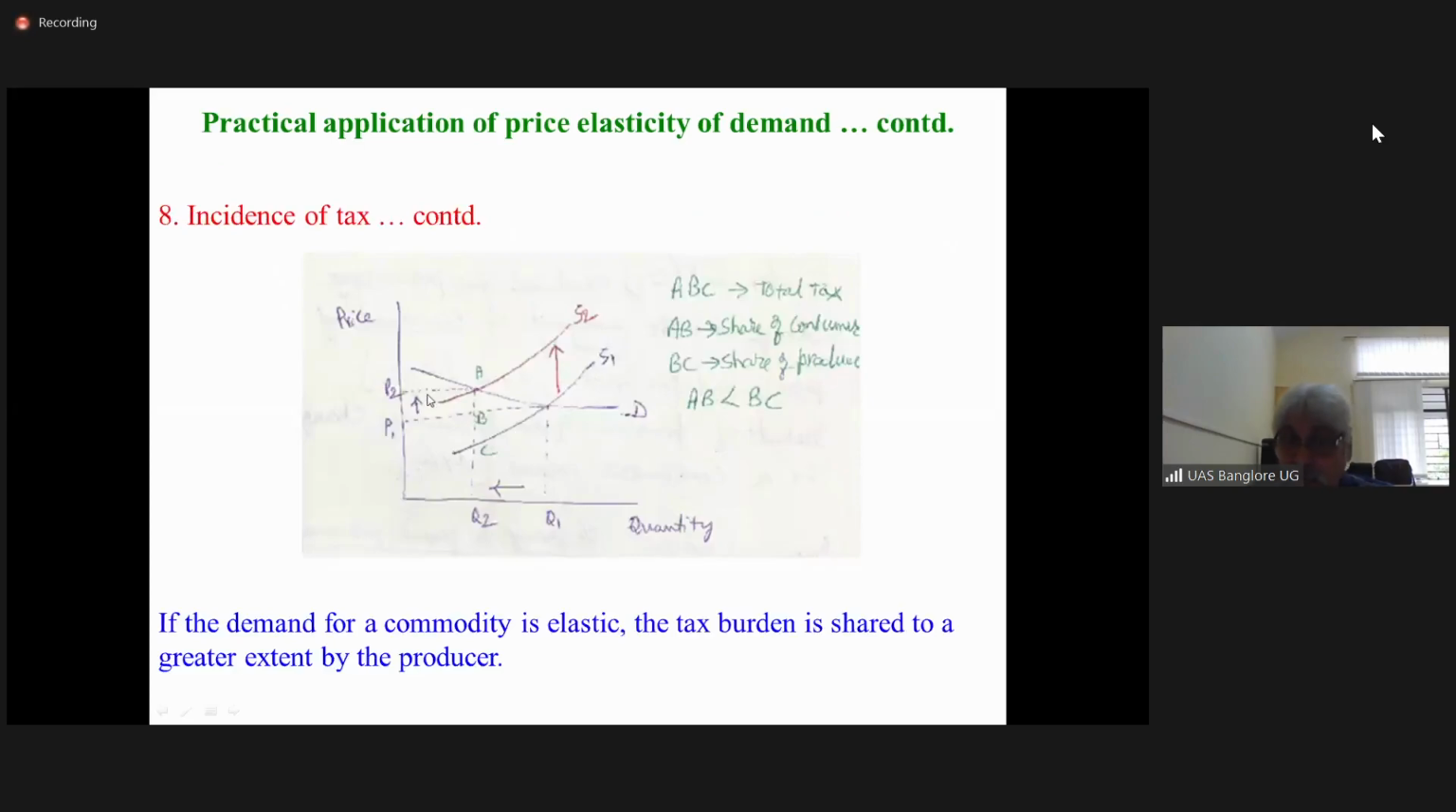But here, the demand curve is more elastic. Since it is more elastic, the share of consumer is less and the share of producer is more. AB is less, BC is more. So producers have to pay a larger proportion of the tax burden. So that is incidence of tax. If the demand for a commodity is elastic, the tax burden is shared to a greater extent by the producer.